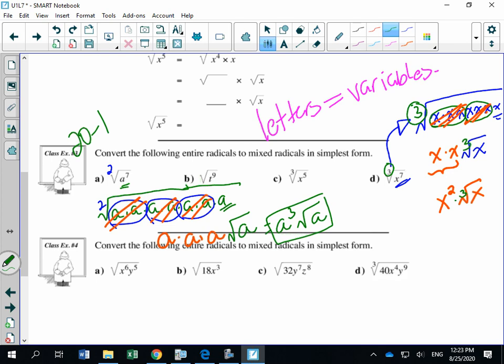Take a minute and pause it. See if you could do B and see if you could do C. So write down 9 t's, circle groups of 2. Write down 5 x's, circle groups of 3. So do that, and then I will give you the answer.